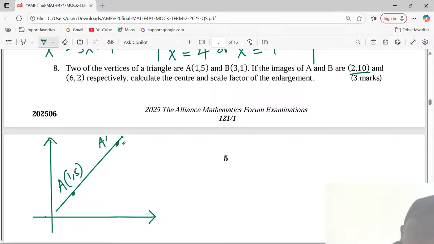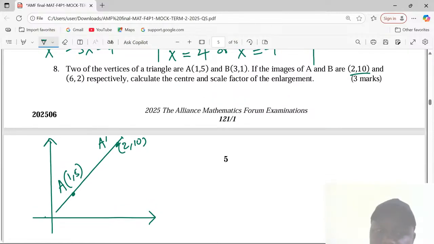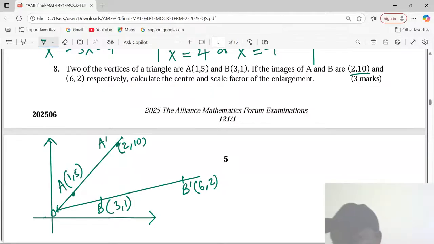A to A prime, 2, 10. Then now, we are having B and B prime. One thing we are sure about AA prime and BB prime is that wherever they meet is the center. So we can have B, which is 3, 1, and B prime, which is coordinate 6, 2.